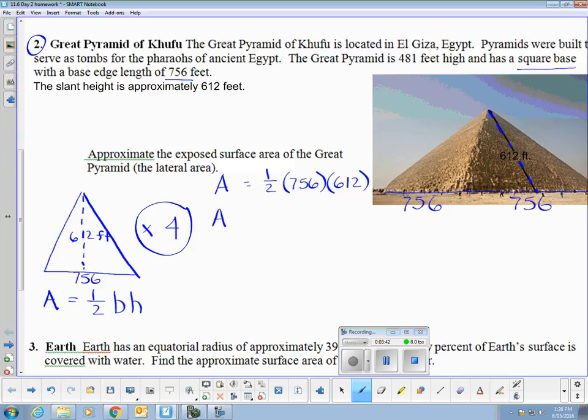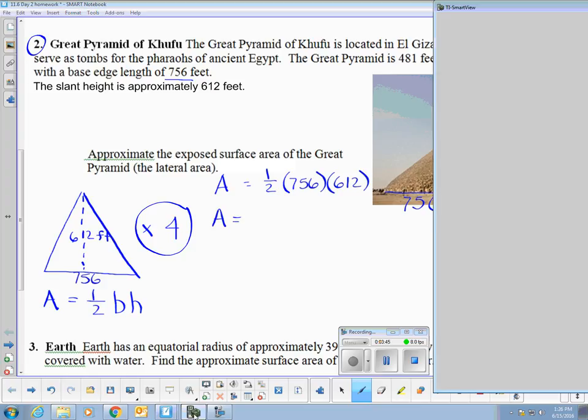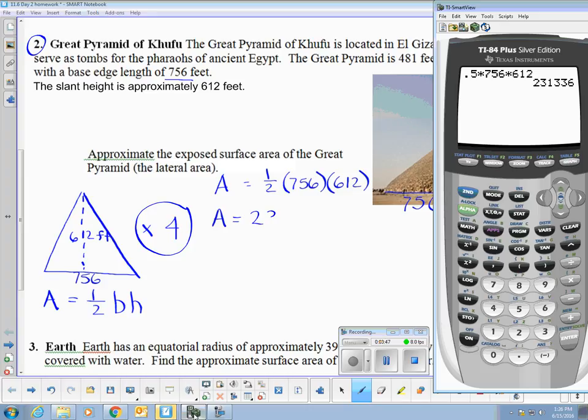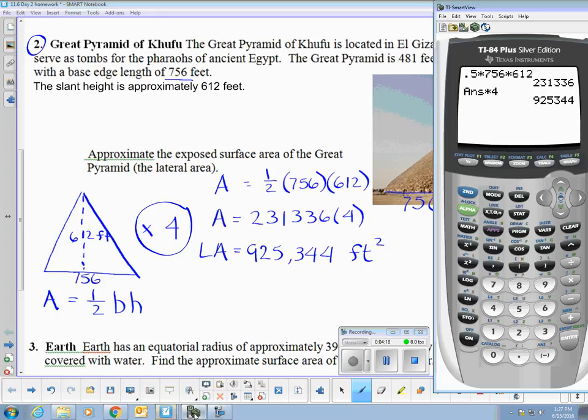Okay, so the area is equal to 231,336, and then I'm going to multiply that by 4 to get the lateral area. We call that the lateral area. So multiplying this answer by 4 gives me a total lateral area of 925,344, and we are at square feet. When we find the surface area, we are finding the number of square inches, square feet, square yards.